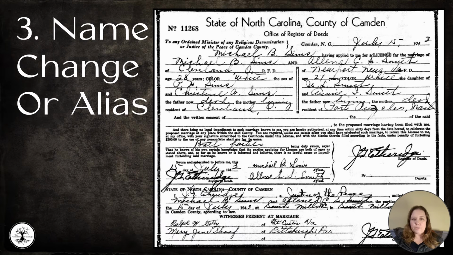So it was in 1943, Aline Smith married Michael B. Sims in South Mills, Camden County, North Carolina. Aline was 21 from Newport News, Virginia, and Michael B. Sims was 28 from Cleveland, Ohio. Michael says his parents were P.H. Sims and Christine A. Sims. He said his father's dead and his mother is still living at Cleveland. There's a lot of info here, so I thought this was going to be a piece of cake.